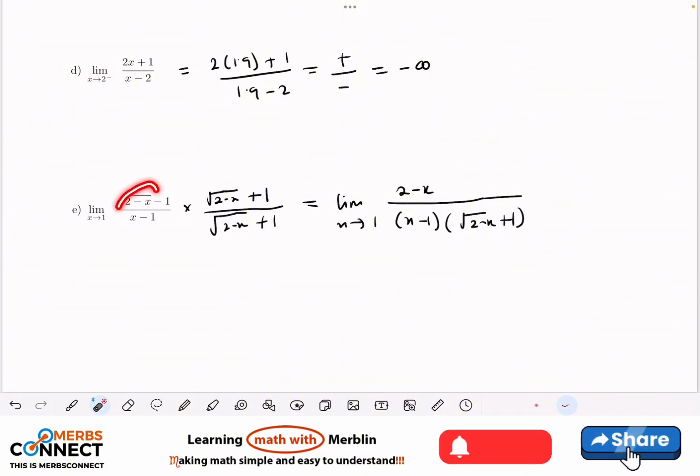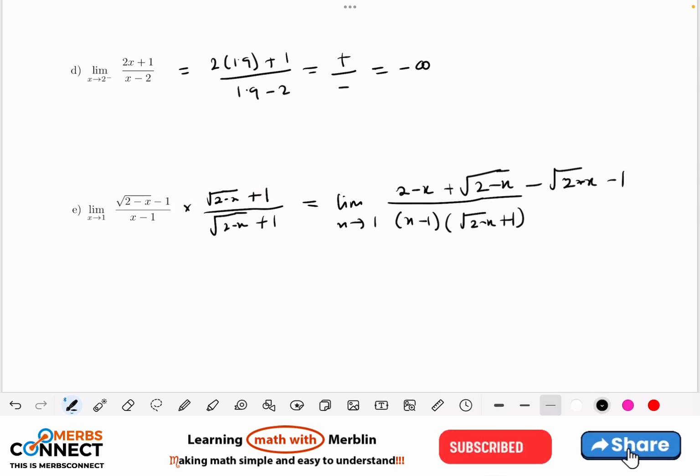Then this one here will multiply this one. So I'm going to have plus root of 2 minus x. Then this one too will multiply this. Then I'm going to have minus root of 2 minus x. Then negative 1 times 1 is going to give us negative 1. Very nice, right? So this is what you are going to get at the end of the day. So now let's look at what we can do now.